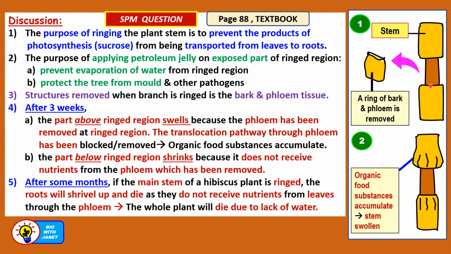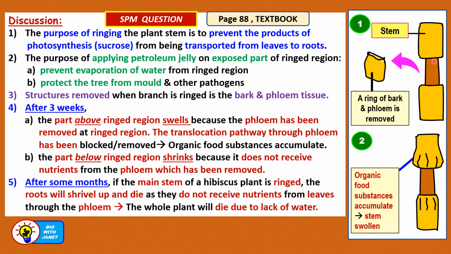So number 2, what is the purpose of applying petroleum jelly on the exposed part of the ring? This is to prevent evaporation of water from the ringed region, so keep it moist and protected from evaporation, and also to protect the plant from mold, which is fungus, and other pathogens, that means other disease-causing microorganisms.